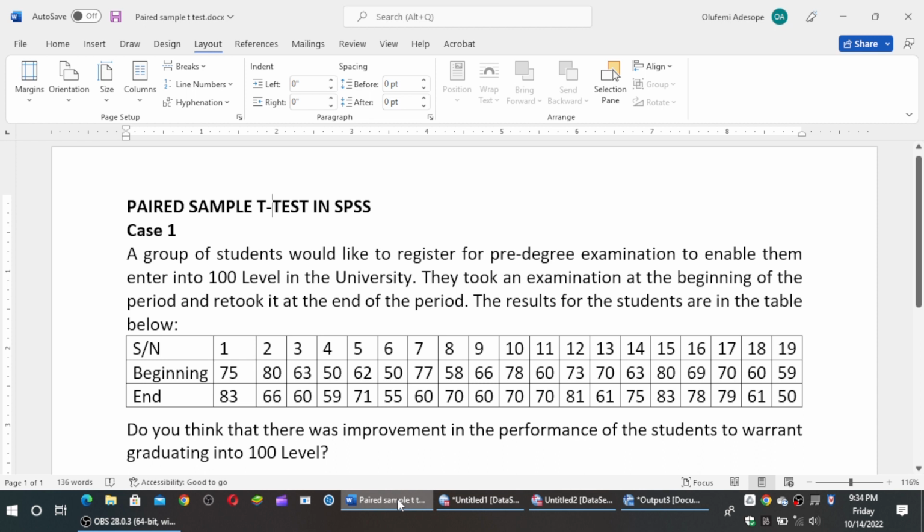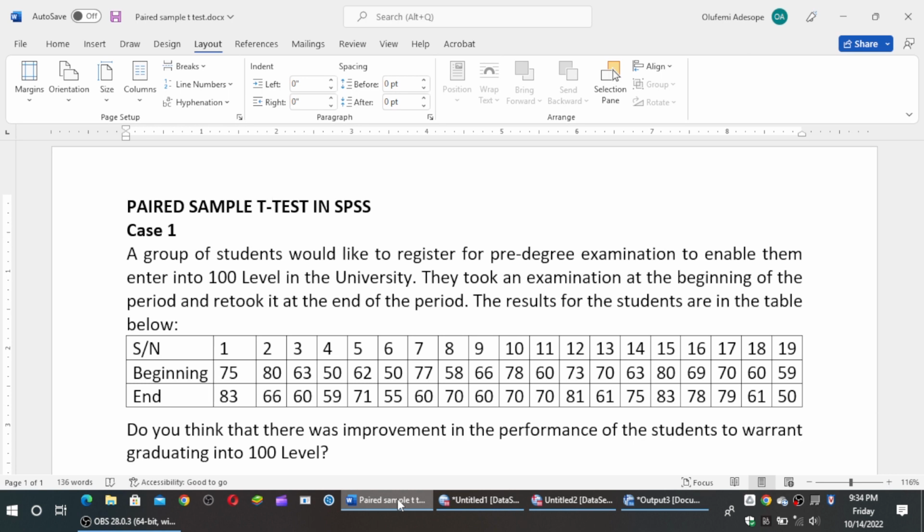Paired sample t-test in SPSS. Case 1. A group of students would like to register for pre-degree examination to enable them enter into 100 level in the university. They took an examination at the beginning of the period and retook it at the end of the period. The results for the students are in the table below.